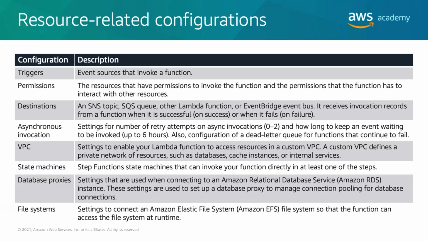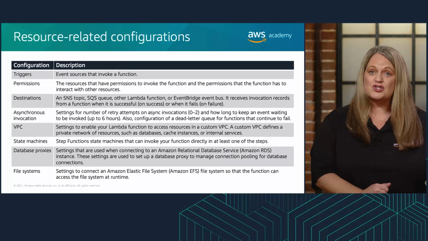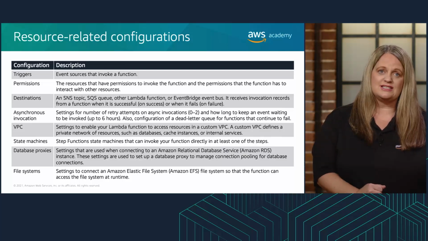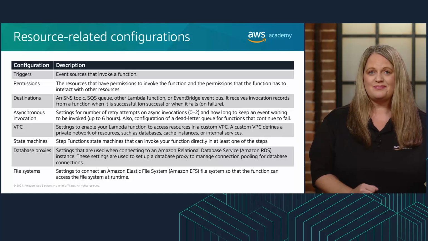You can also configure details that are related to event sources, such as destinations, and asynchronous invocation details. Both types are relevant to asynchronous event sources. Destinations can also be used for streaming event sources. You can also configure AWS Step Functions state machines that can directly invoke your function in one of their steps.